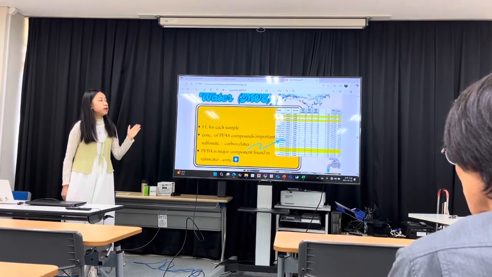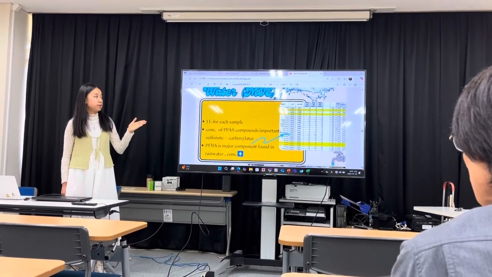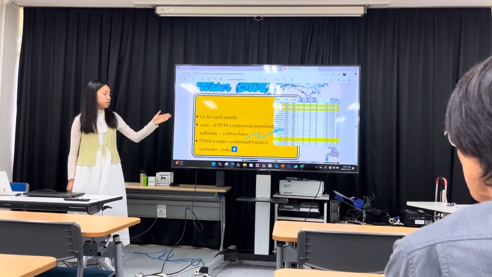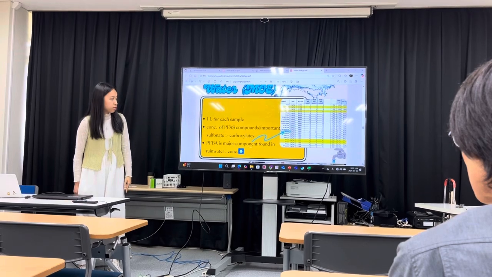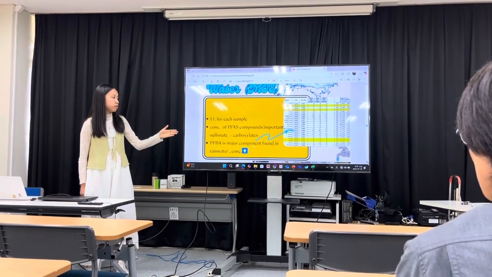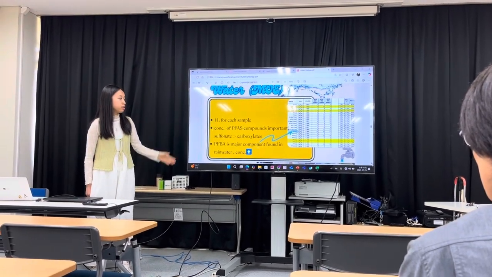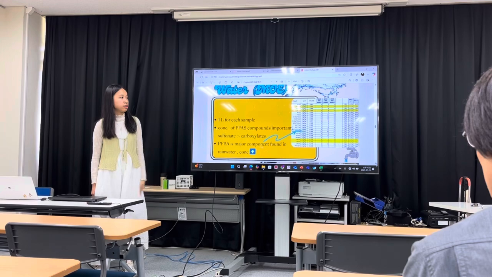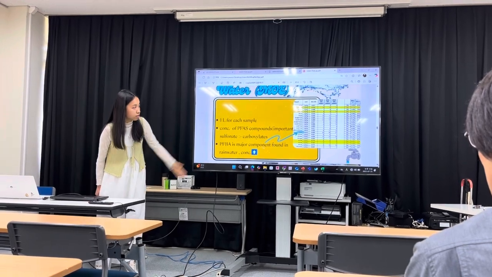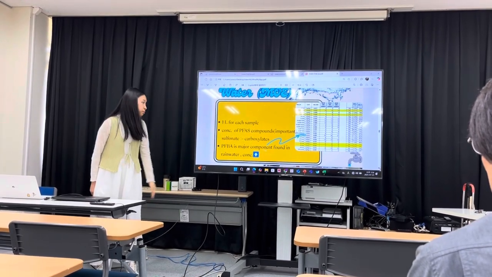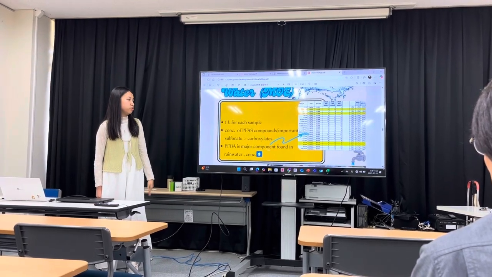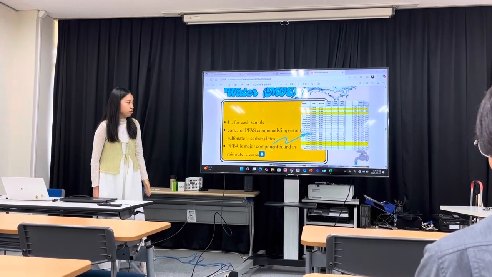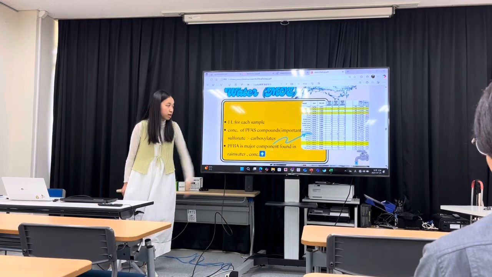Next, I'm going to talk about the Ministry of the Environment Japan method. We have to make 1 liter for each sample. By comparing sulfonics and carboxylates, the concentration of sulfonics is relatively higher, as you can see. Because PFBA is the major component found in rainwater, its concentration in the blue highlight is the highest.